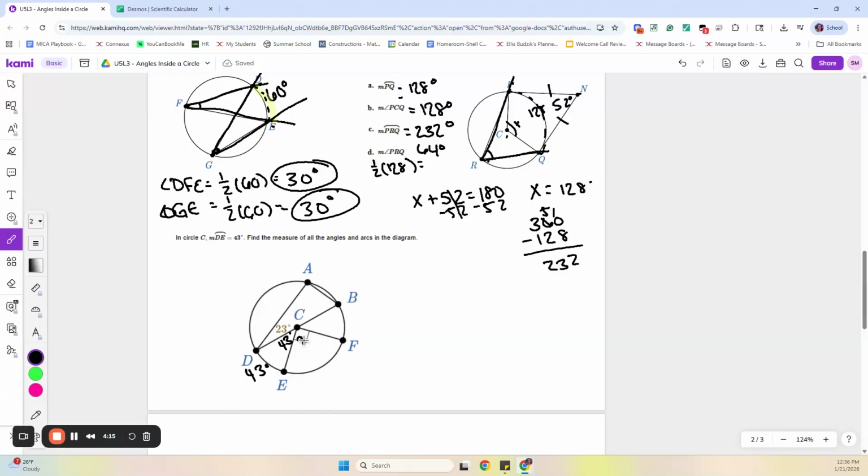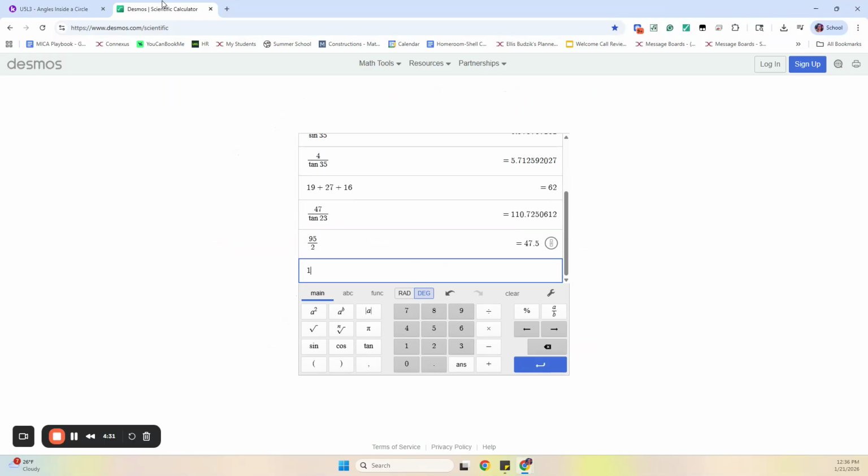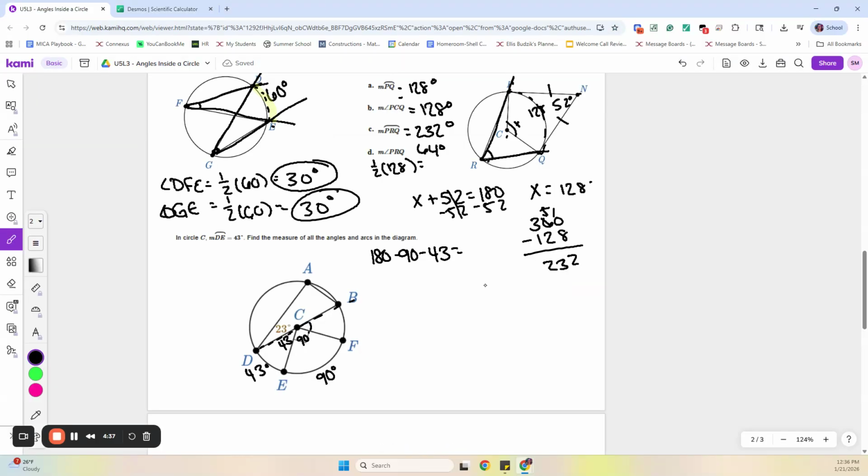Now we know this is a nice right angle, so this is 90. That means this is also 90 over here. And we have half the circle, which makes 180. So what I'm going to do to find this remaining part is I'm going to do 180 minus 90 minus 43. Let's see what that is. So 180 minus 90 minus 43, and that's going to be 47. So we get 47 degrees here. So that's going to be this section, which is also going to be this section.